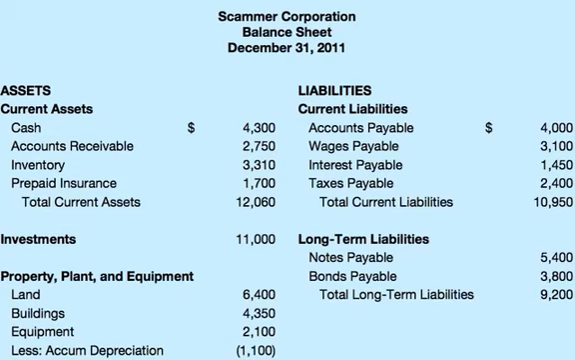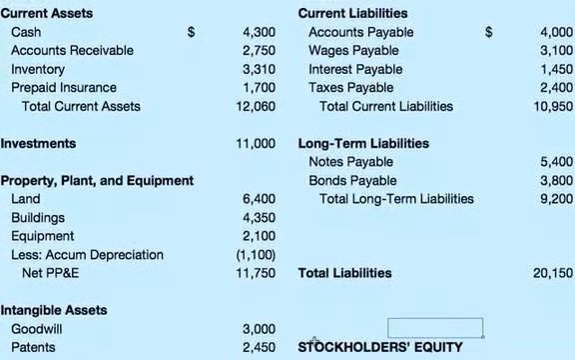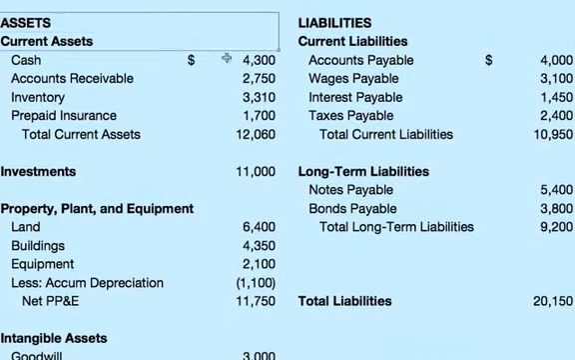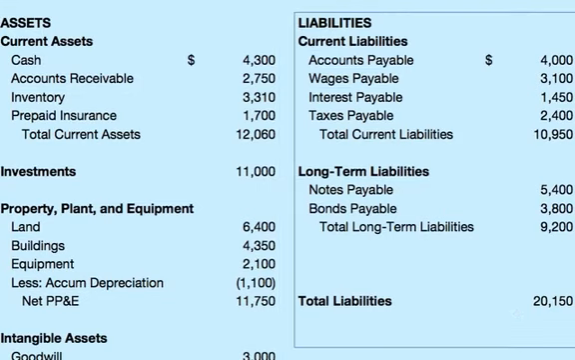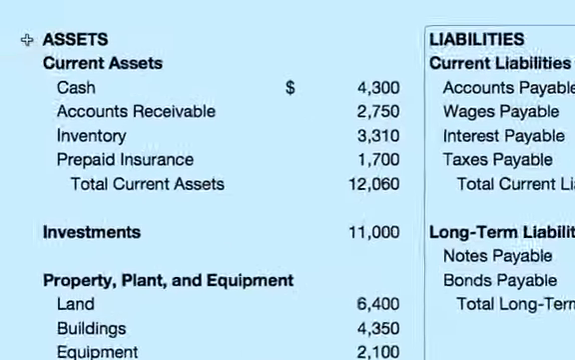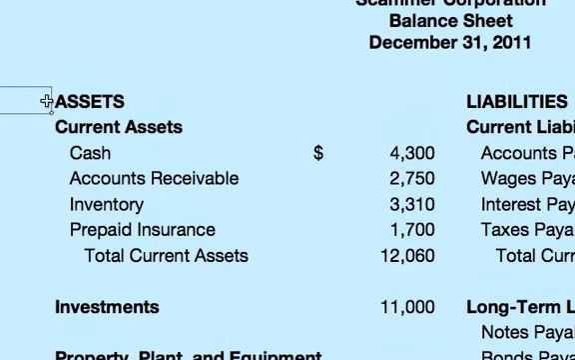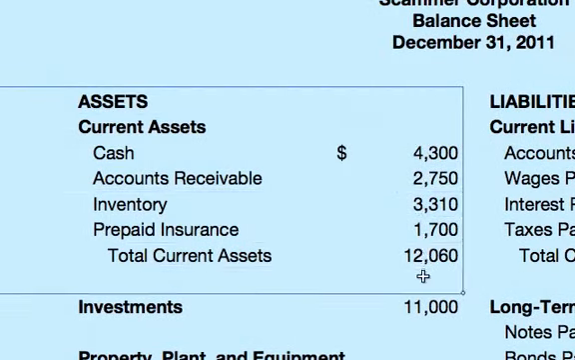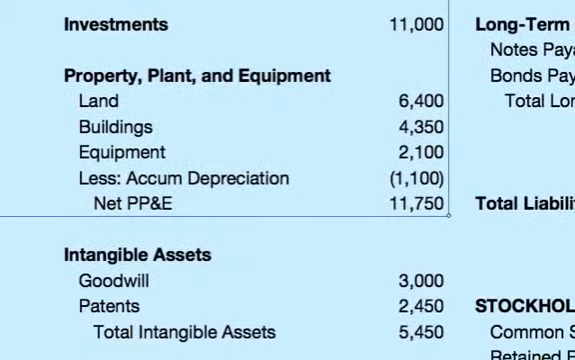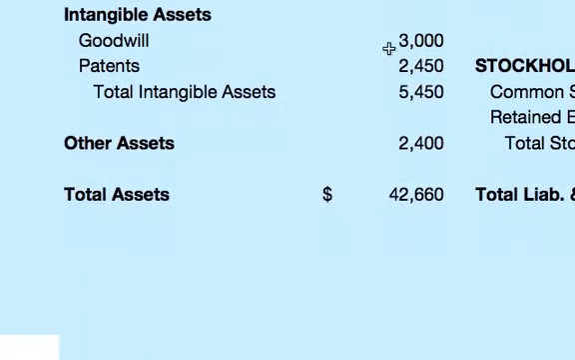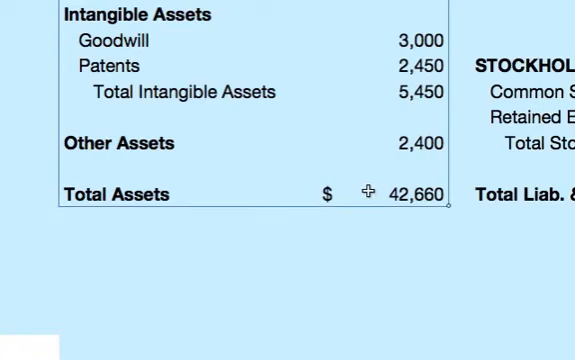So the first section that you'll see, well, first of all, you want to notice that the balance sheet is divided into two sides. The left side, which has the assets, and the right side, which has liabilities and stockholders' equity. So first we come up here to assets, and you'll usually list your current assets first, and then investments, if you have any, property, plant, and equipment, and then as you come down, you will go to intangible assets and then other assets.